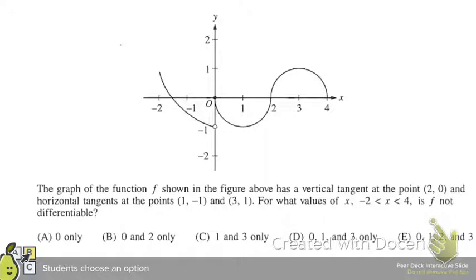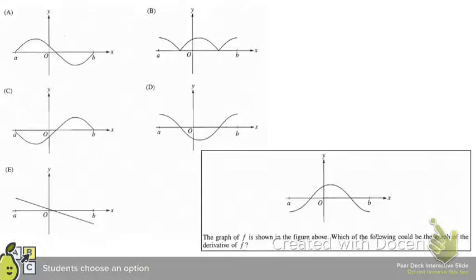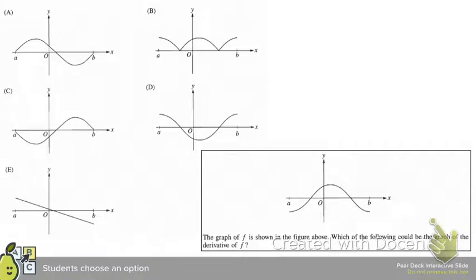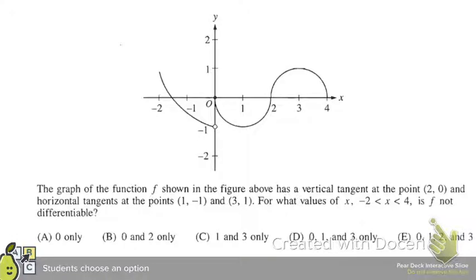For this one, it says the graph of the function f is shown in the figure above, and it has a vertical tangent at the point 2, 0. So, oops. I always go so fast, don't I? Try that again. It has a vertical tangent at the point 2, 0. So right here, there's a vertical tangent line. All right, so keep that in mind.